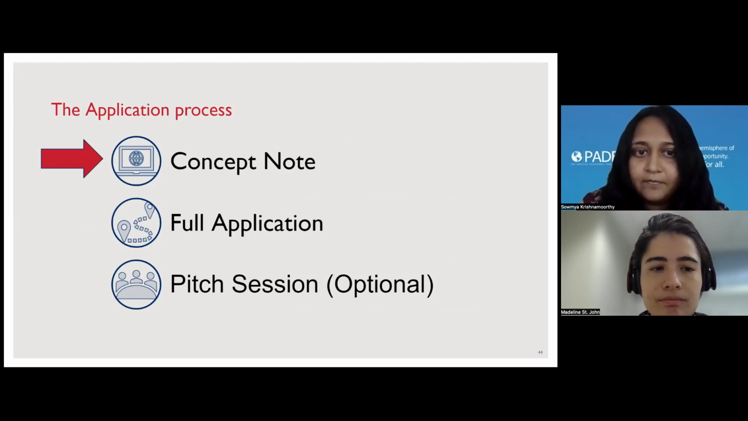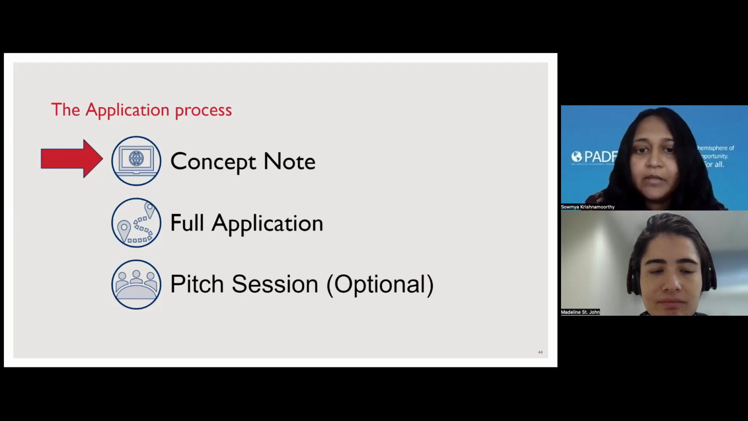The application process for St. Lucia is broken up into three phases. Two of those phases are required. The third one is optional. And don't worry, entirely through every step of the way, we're here to help support you. We want to make this as user-friendly and undaunting, if I'm making up a word, forgive me, as possible. But it's broken up into two main phases. The first is a concept note, which I'm going to walk you through in full detail. And then there is an application that follows.